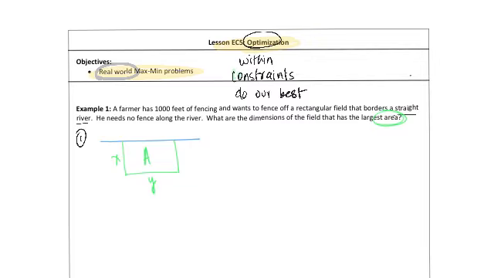My second step is going to be to write an equation for the area, so for the quantity that we're trying to optimize, because it says, what are the dimensions of the field that has the largest area, right? So we're trying to maximize the area, and I know a formula for the area is x times y. Now, we are in the real world, so these problems will always have a constraint. The constraint here is that we only have 1,000 feet of fencing. So in other words, 2x, because there's two sides which are x, plus y is equal to 1,000.